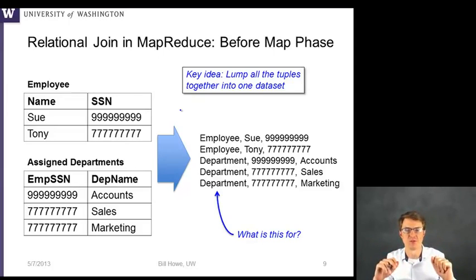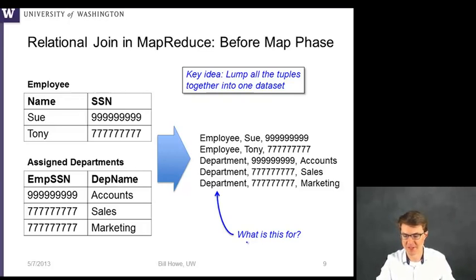But that's okay. There's a bit of a trick here, and the trick is, imagine the data set here is just a big jumble of tuples. It doesn't matter what table they came from. We just lump them all together into a single data set called tuples, and that'll be what we process with MapReduce.